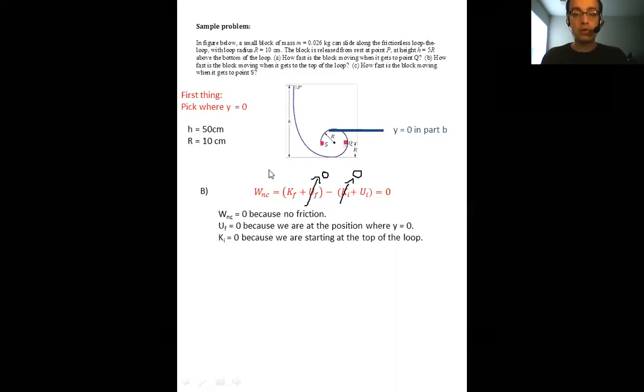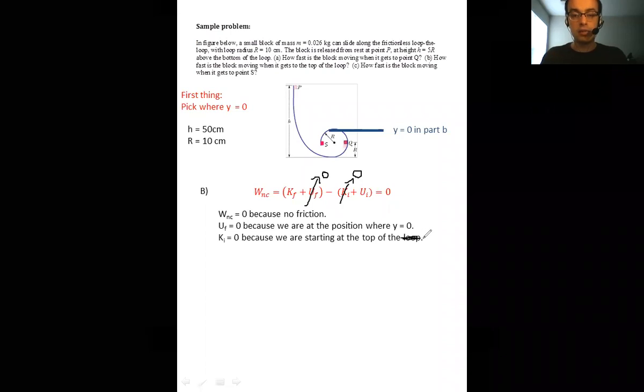of the, well, this shouldn't say loop. This should say top of the ramp.